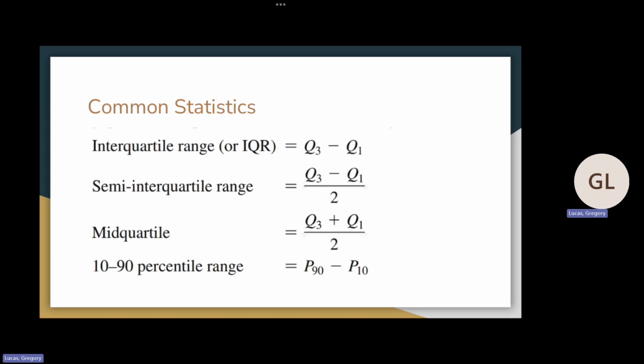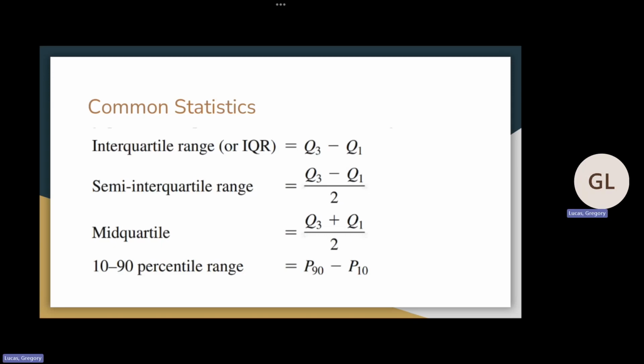So the key thing to remember here is these are numbers in a list. If you do the first quartile, you go through 25% of the list, stop at that number, that's Q1. Median we know is the number in the middle. Q3, we go through 75% of the data. Whatever that number is after we go through 75% of the list, that's Q3.